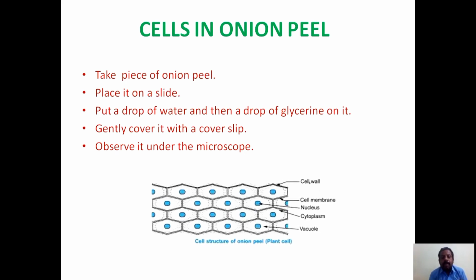You can see regularly arranged cells, and each cell has a cell wall and a cell membrane. The nucleus can be seen in the center, around the nucleus you have cytoplasm, and a large vacuole is also seen. Vacuole's function you have already learned in the first chapter. The vacuole is used for storing excess water, and it is also used for expelling that water from the cell whenever it is not needed. So this is what we see when we take a piece of onion peel and observe it under the microscope.